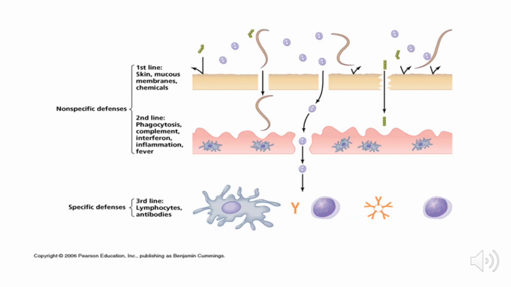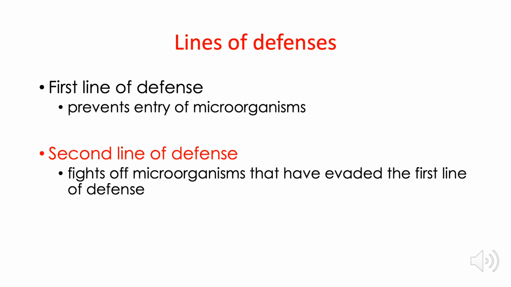We have already finished discussing the first line of defenses. It's now time to go to the second line of defenses. Take note, if the microorganism will escape or evade the first line of defense, what will come into play is the second line of defenses. First line and second lines of defenses fall under non-specific immunity. First line will always prevent entry of microorganisms in the body. If it will fail, you will now have the second line of defenses.